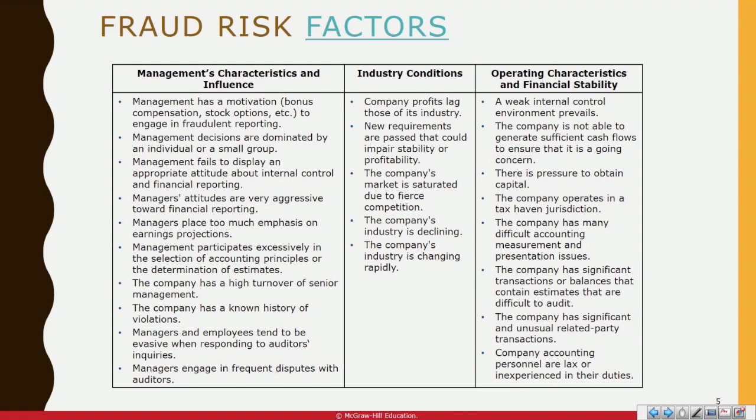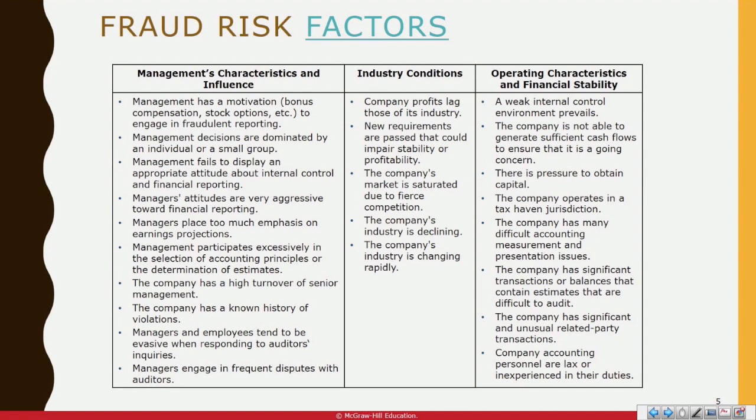Managers and employees tend to be evasive when responding to auditors' inquiries. Again, this would be the auditor having to judge, because sometimes people just don't know the answer, or they're putting you off or whatever. Maybe it's because they're doing something they're not supposed to do, or maybe they just don't want to be audited.